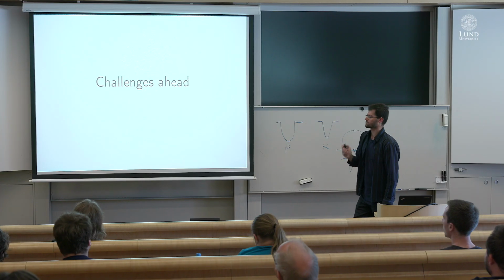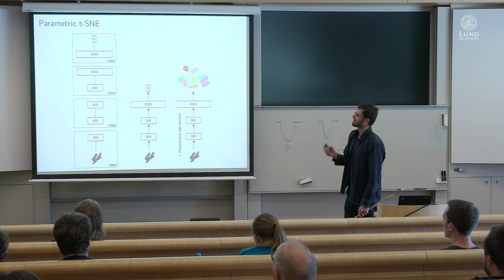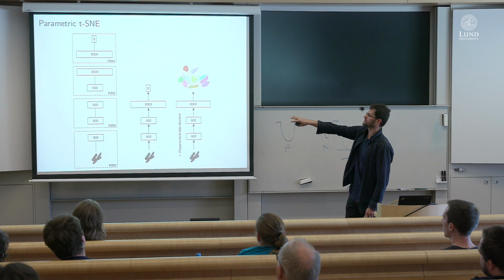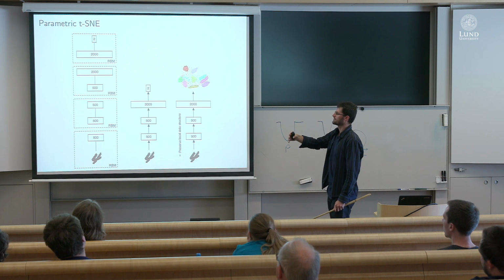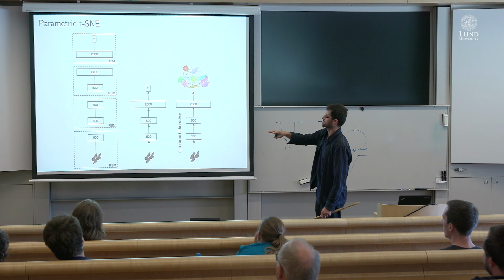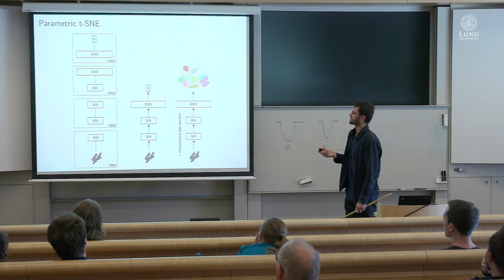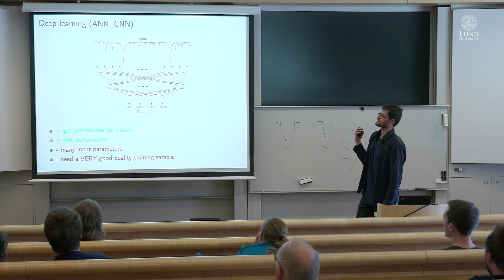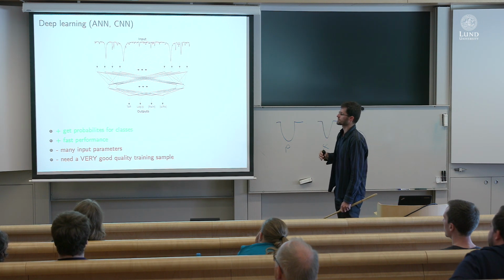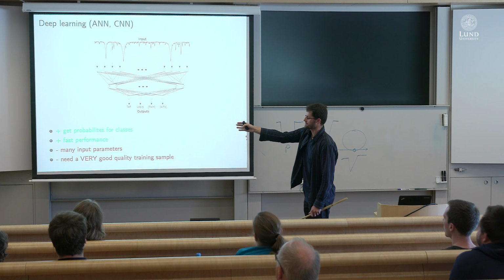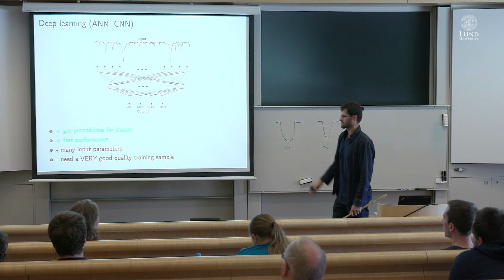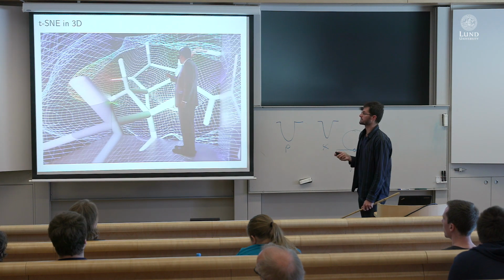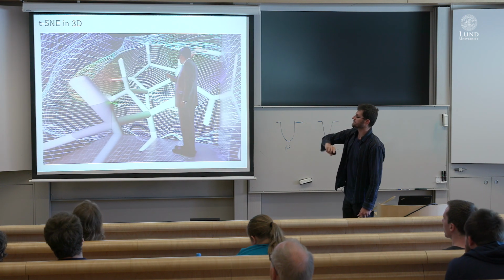Okay, because I'm running out of time, just a few more words. There's the parametric t-SNE method that we want to use, because then it learns the projection, and when you get new data, it's immediately projected into the plane. You don't need the whole optimization part. And there's deep learning, of course, when we put t-SNE labels as the input information and get the actual probabilities for classes out. But it's difficult because there are many input parameters to put into this, and you need a very good quality training sample. There's the t-SNE in 3D.